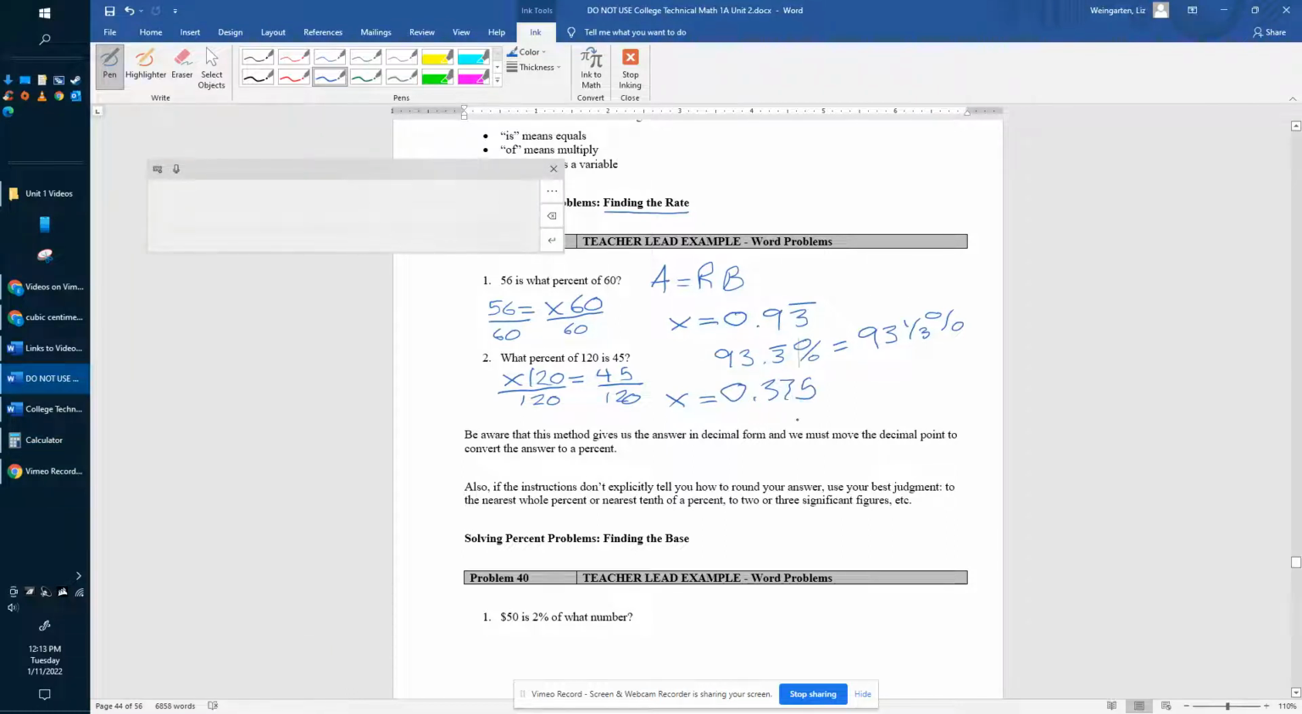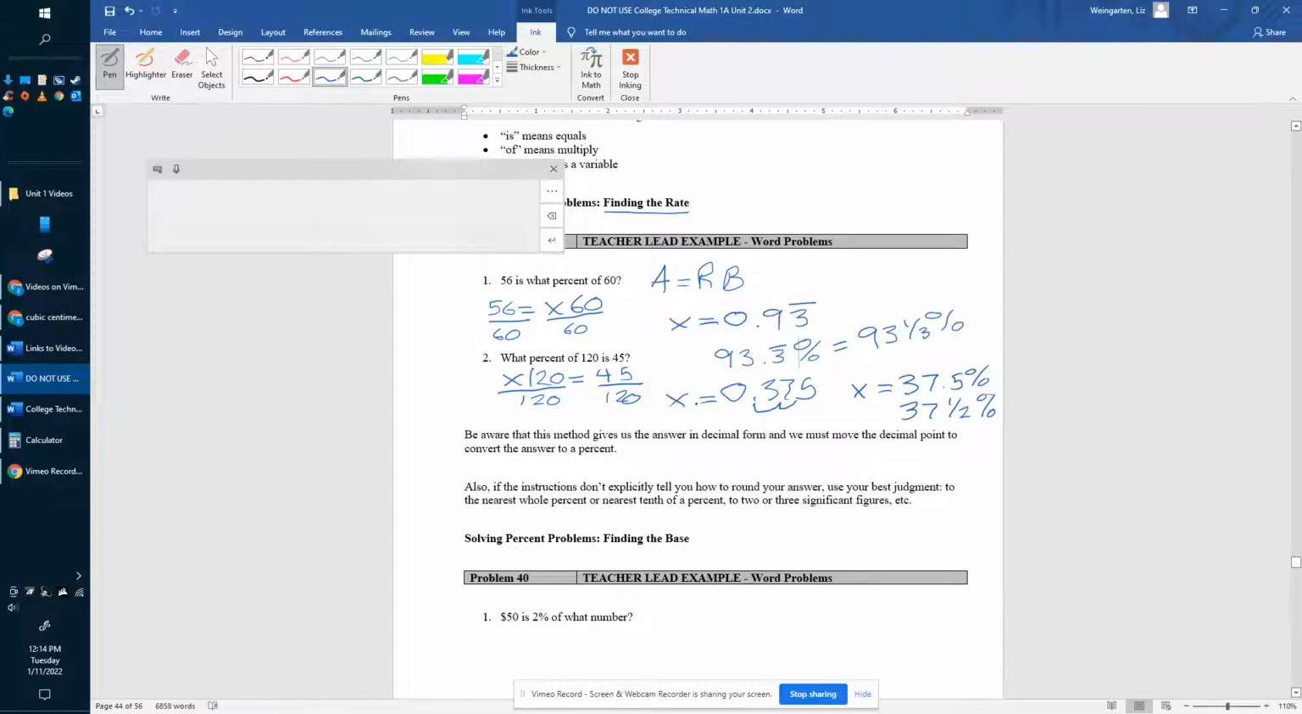And now we have to convert this into a percent. So we have to move our decimal 2 spots, and we get x equals 37.5%. If we wanted it as a fraction, 37.5%. Either of those would be acceptable.